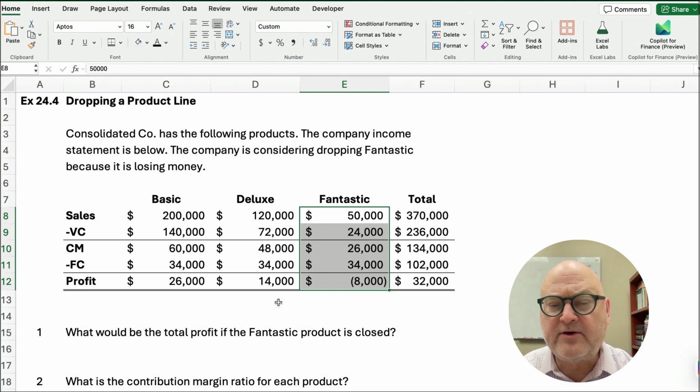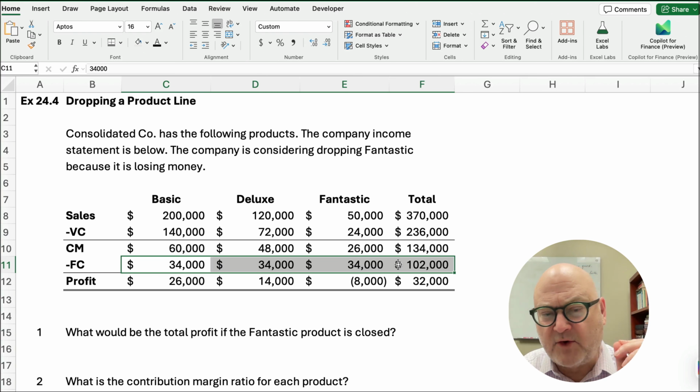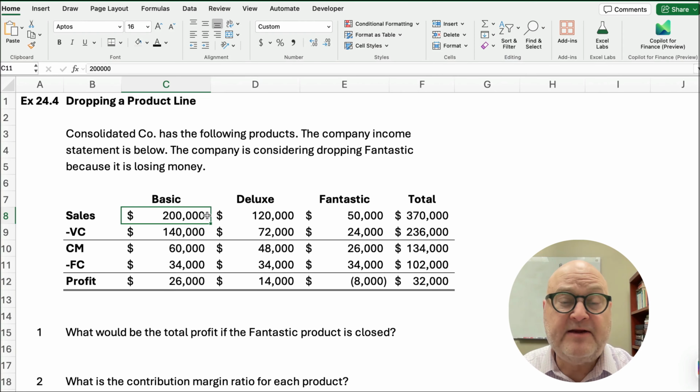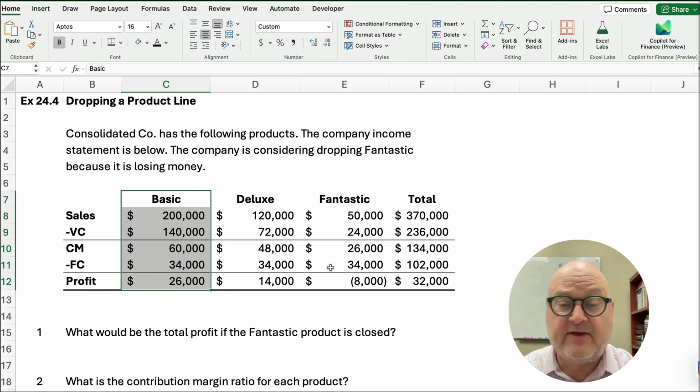Now, one thing I want to point your attention to is the way they've allocated fixed cost in this problem, and you need to always look at this. This is going to be a red flag. Fixed cost, the way we allocate it, we can have several different methods. You can choose to divide it equally. You could divide it based on total sales. If you did it based on total sales, you'd have 200,000 out of 370,000, so more than half would go to the basic division. And now they only have 1/3, 1/3, 1/3. You can see how that works.